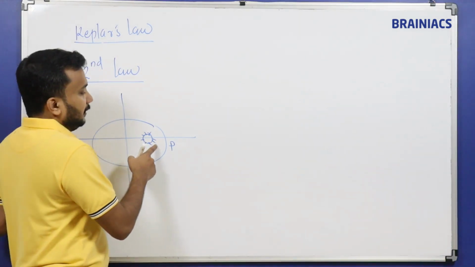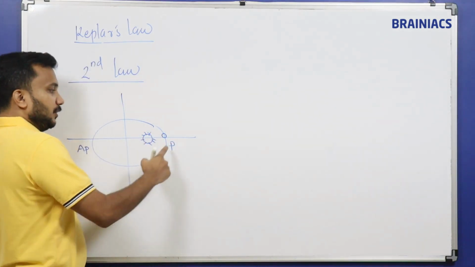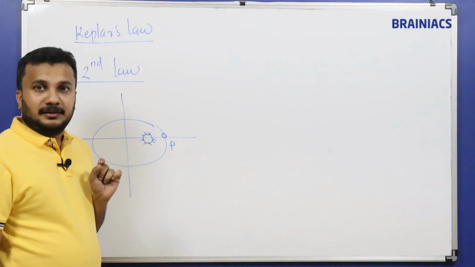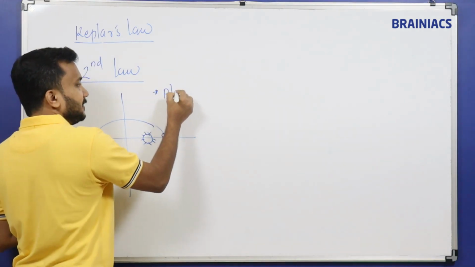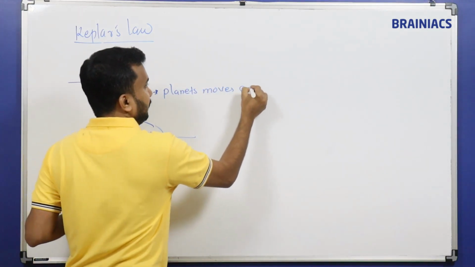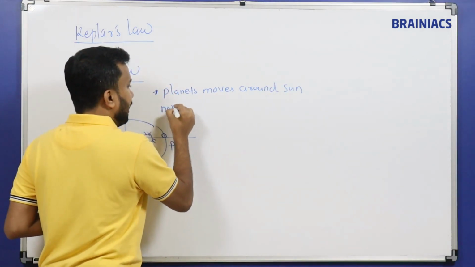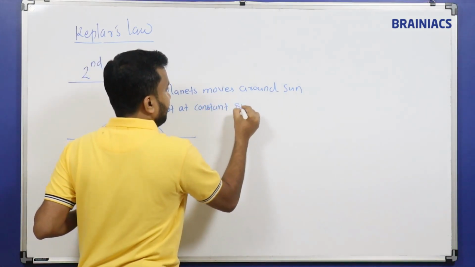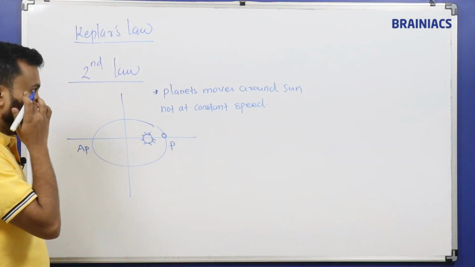The planets which are moving around the sun in an elliptical fashion move at a different speed, which means it's not a constant speed. So we'll write the definition. Planets move around the sun not at constant speed, which means they are moving with different speeds.